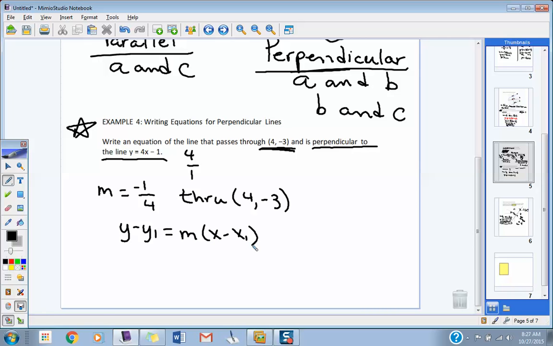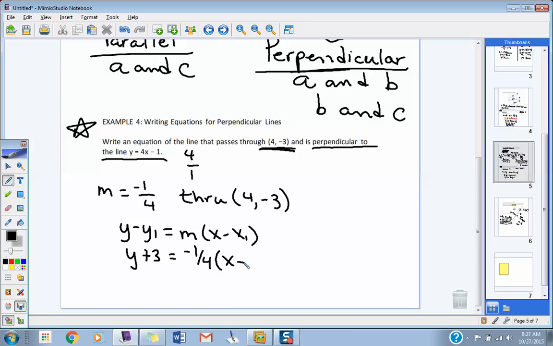All right, help me plug in values appropriately. Y minus what, kiddos? Y minus -3. Can I go ahead and just call that +3 right off the bat? Is that okay? We're subtracting a negative. How about my slope, kiddos? -1/4. And x minus what? 4.